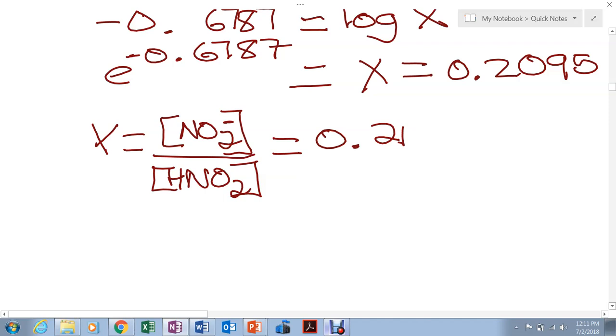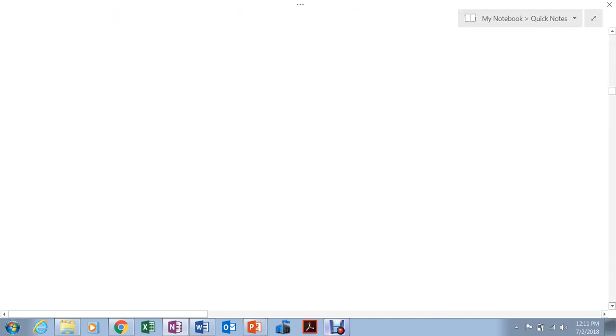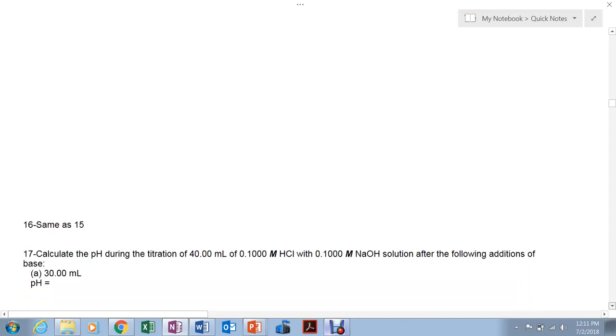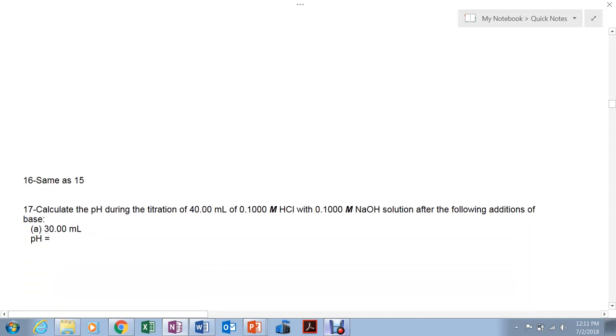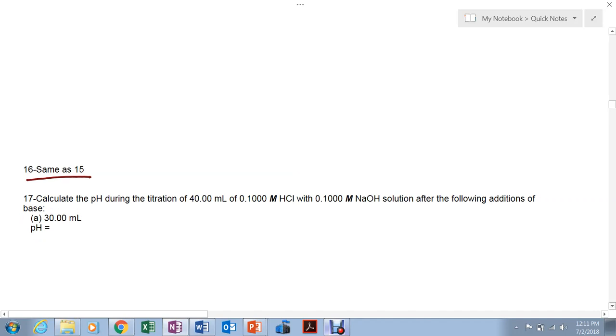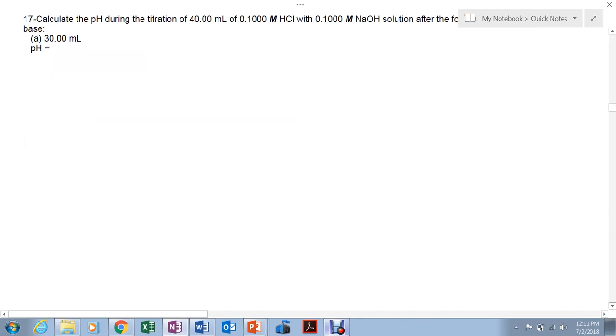Okay. Now, before we go to the long ones, the next one would be 16, which is the same as 15. It's the same. So if you know how to do 15, you can do the 16. Let's look at the time for a second.